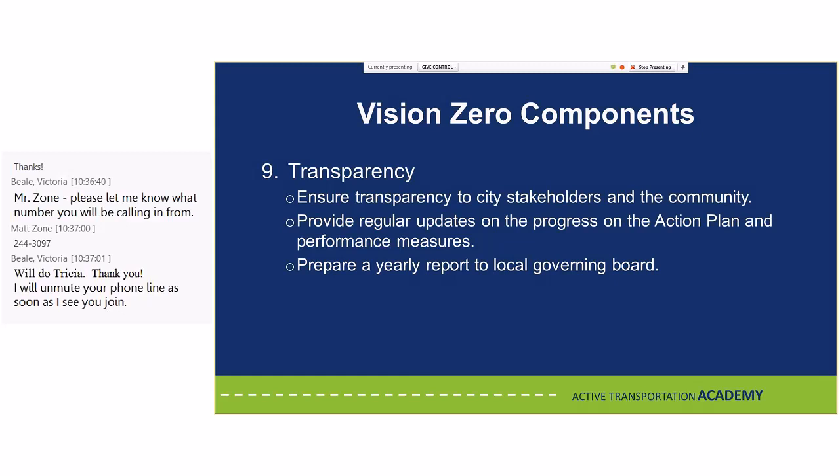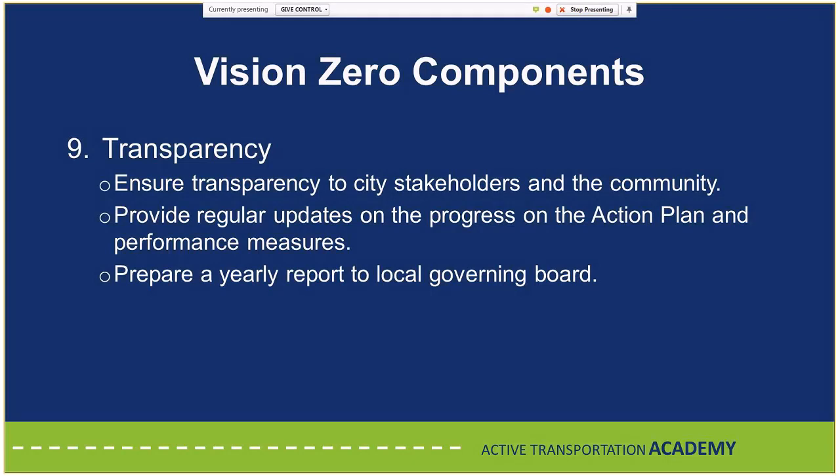And having a yearly report to your local governing board, your state of the city type of thing, is always helpful to kind of make it official from year to year. How's it doing? Where do you need to improve? And so forth.